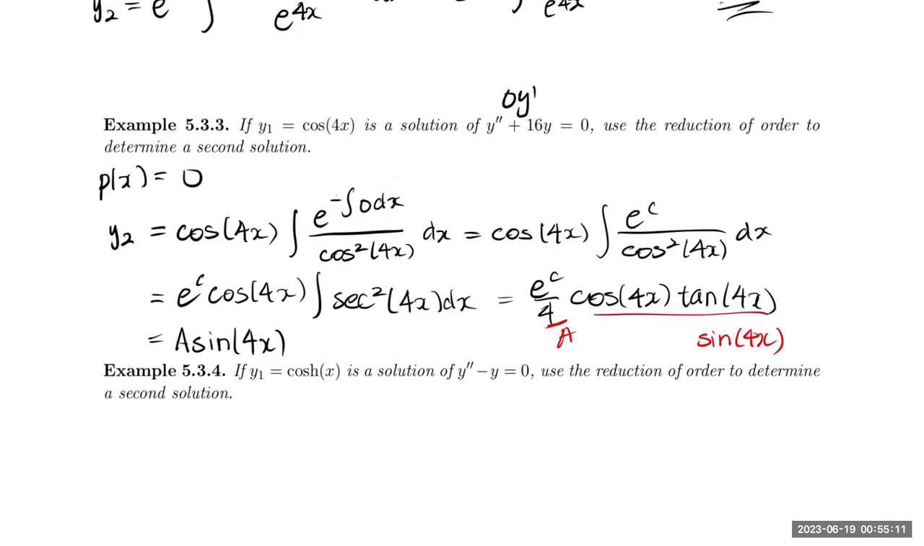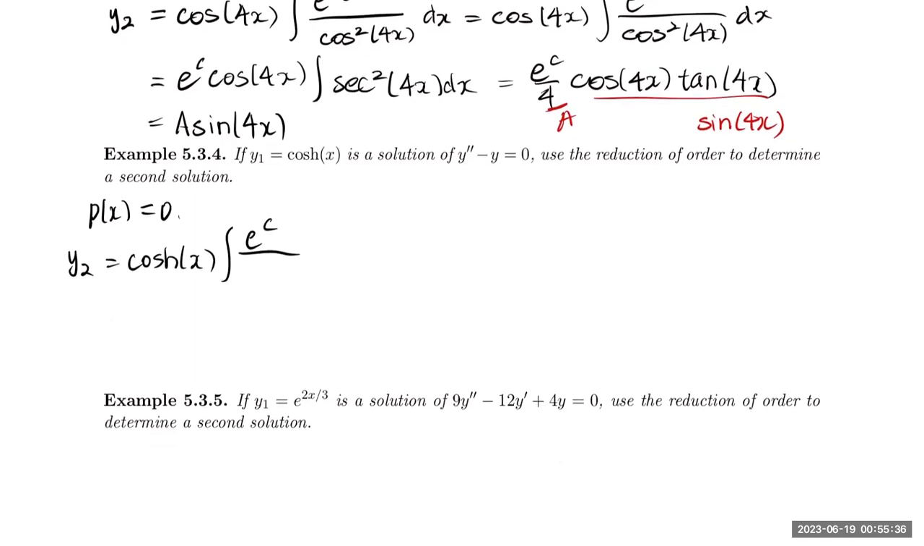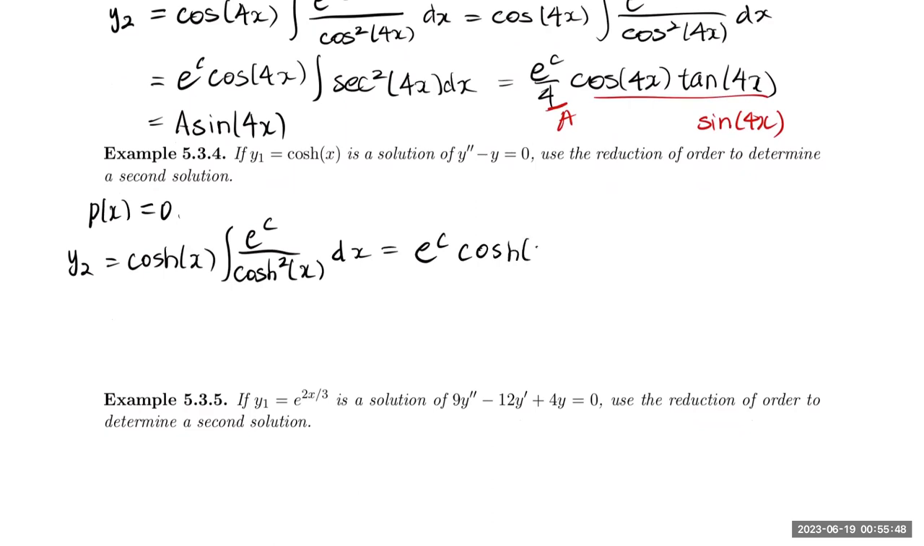So let's have a look at one more example. Similar to the previous example, we have a y prime that is missing. So that means we would assume that our p of x is equal to 0. So that means we do the same thing. So y2 is equal to cos of x times the integral of e to the power c, skipping the integral because that's just going to be a constant value, divided by cos squared of x dx. So that's e to the power c cos of x times the integral of sec squared of x dx.